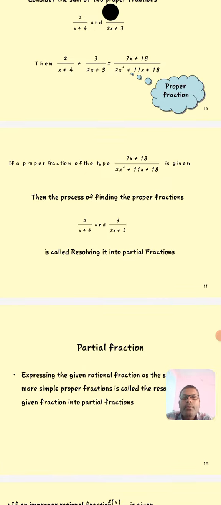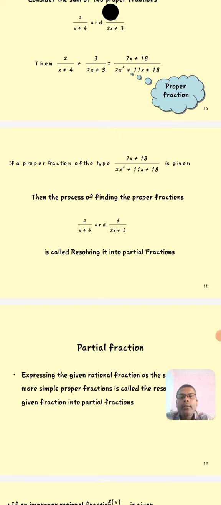If a proper fraction of the type 7x plus 18 divided by 2x square plus 11x plus 18 is given, okay, then the process of finding the proper fractions, we have to divide it.